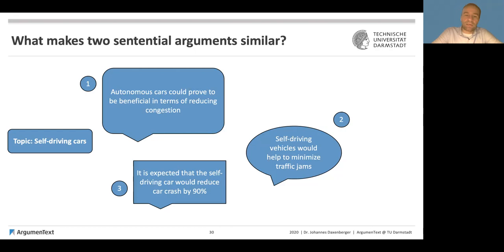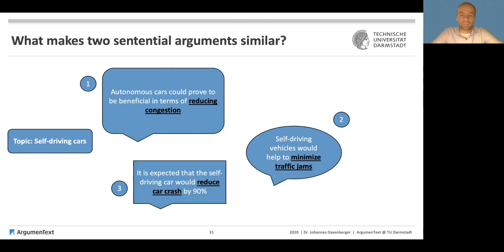They both discuss how self-driving cars could help to minimize traffic jams, whereas the third one, it is expected that self-driving cars would reduce car crashes by 90%. That is also a pro argument for self-driving cars, but it discusses a different aspect, namely reducing car crashes rather than reducing traffic jams. So arguments 1 and 2 are obviously somewhat more related or more similar than the third one to the others.